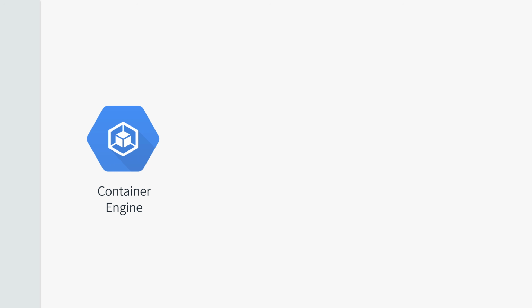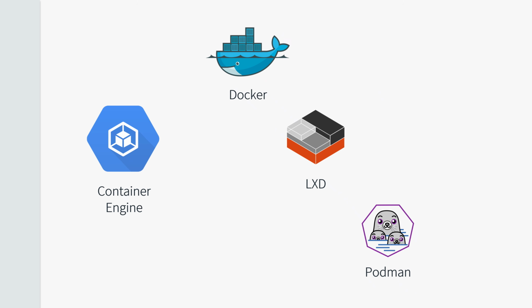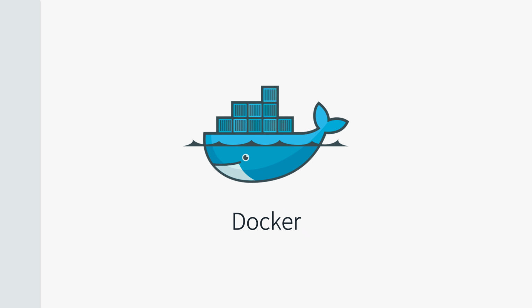So how do we actually run a container? For this, we use a container engine. This is the software that starts, manages, and stops the container on a host. There are several container engine options available, such as Docker, LXD, Podman, and others. We're going to focus on Docker in these videos, as it's the most widely used option. It's what you're most likely to encounter in the real world.